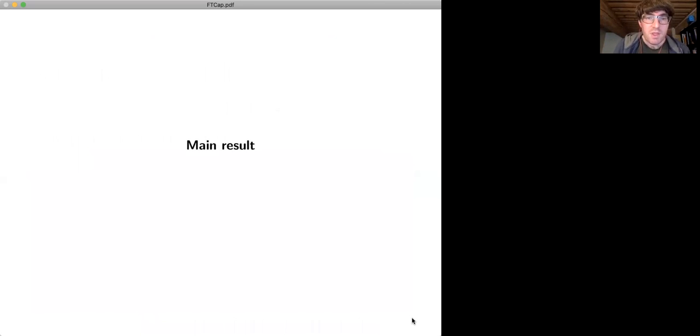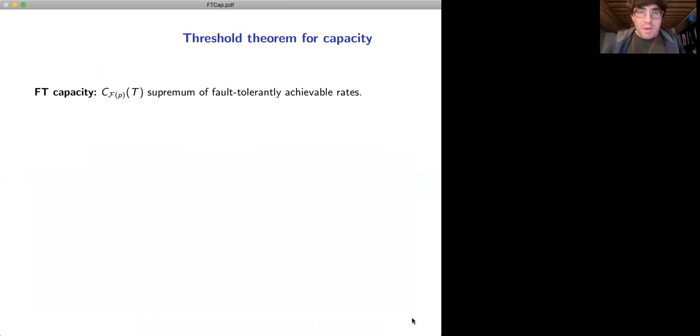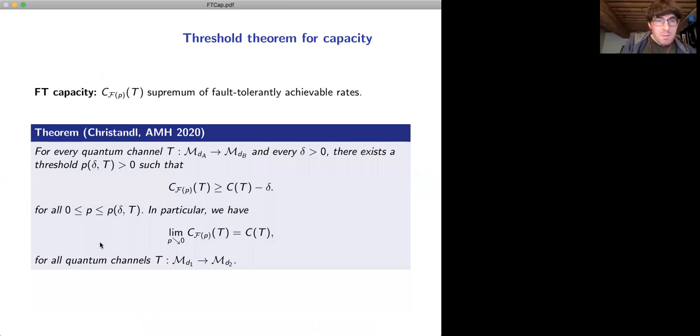there. The main result is the threshold theorem for capacity. It looks like this. For every quantum channel T and every delta greater than 0, there exists a threshold p_delta(T) greater than 0, such that the fault-tolerant capacity of T is lower bounded by the ideal capacity minus delta, whenever the gate error probability p is less than the threshold. And in particular, we have that the limit of gate error probability going to 0 of these fault-tolerant capacities retrieves the ideal capacity.